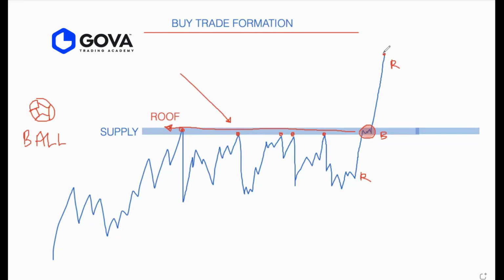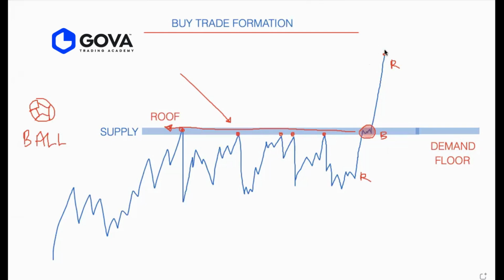which means that whenever market price breaks out of the supply, it is no longer a supply. It is now a demand. Or you can call it demand or floor. It has changed to a floor. It is no longer a roof because price has broken out of the roof. So it is no longer a roof. It is now a floor.